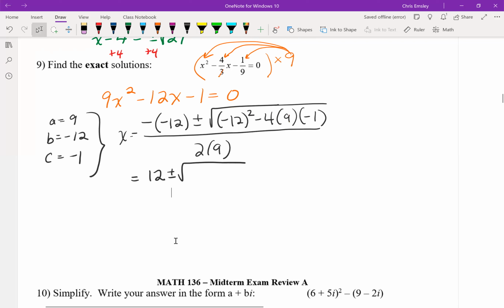We can probably simplify everything under the radical there just with our calculator. Make sure if you are squaring a negative number, you put parentheses around it because you want to make sure that that negative value gets squared, not just the 12, but the -12. So -12 squared minus 4 times 9 times -1 is 180. So that's what's under my radical. And I'm guessing that 180 will simplify down further. The square root of 180 is 6 times the square root of 5.